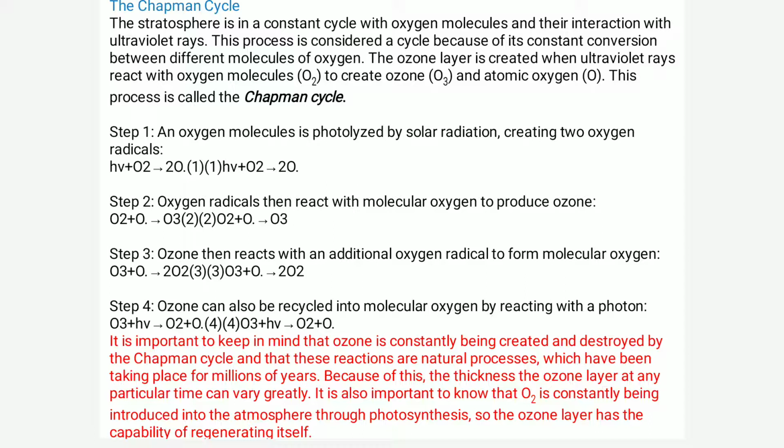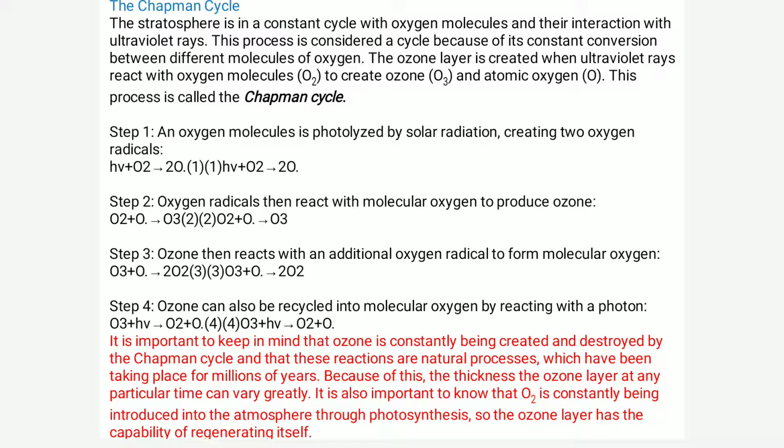An oxygen molecule is photolyzed by solar radiation, represented in the form h nu, which actually creates two oxygen radicals. So two oxygen radicals are there.